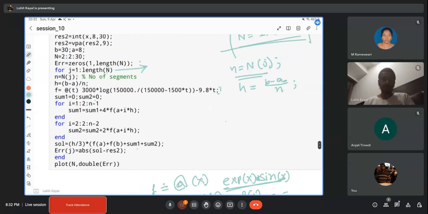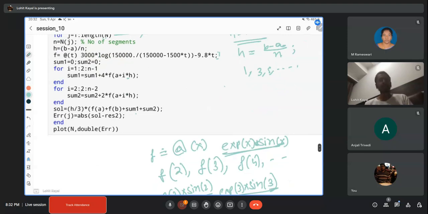So sum 1 equal to 0 and sum 2 equal to 0. Now sum 1 will only contain the odd terms 1, 3, 5, and so on, for i equal to 1 colon 2 colon n minus 1. Sum 1 equal to sum 1 plus 4 into f of a plus ih. Okay, this will be your sum 1.